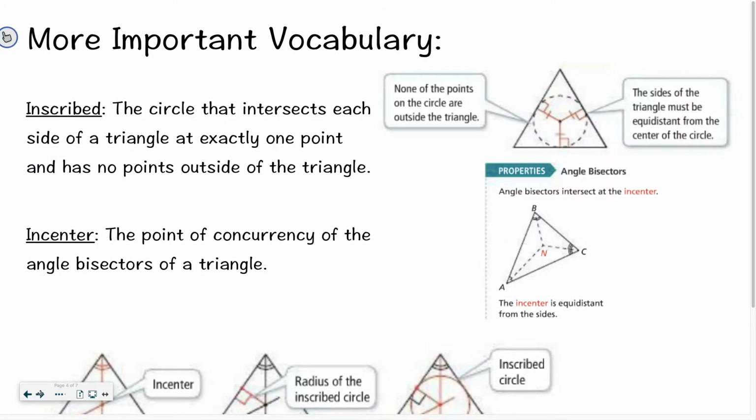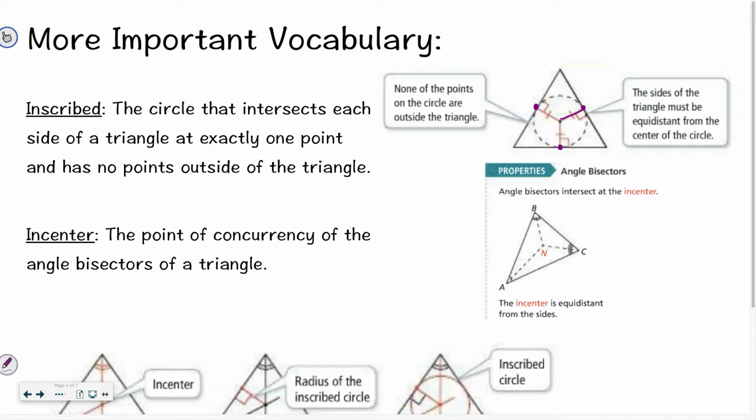Then we have more important vocabulary. Okay, so two more words. Inscribed is when the circle's inside the triangle. So inscribed is when we have that circle inside our figure. It's the circle that intersects each side of a triangle at exactly one point and has no points outside of the triangle. So this circle touches the triangle at exactly one point on each side.